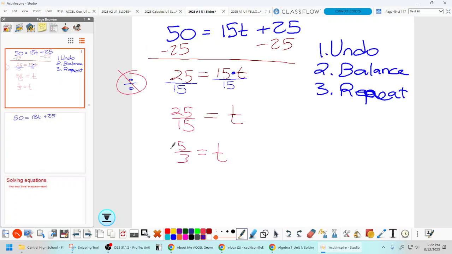All right, let's look at it. We figured out that t was 5/3 or 25/15. And yes, we call that the answer, the solution, those kind of things. But how do we know if this is actually the right answer and actually is the solution? There's something that it does to the equation that helps us to know that.